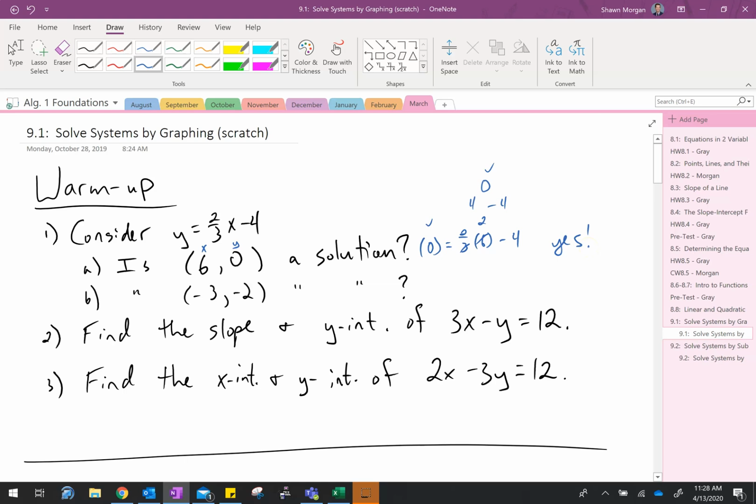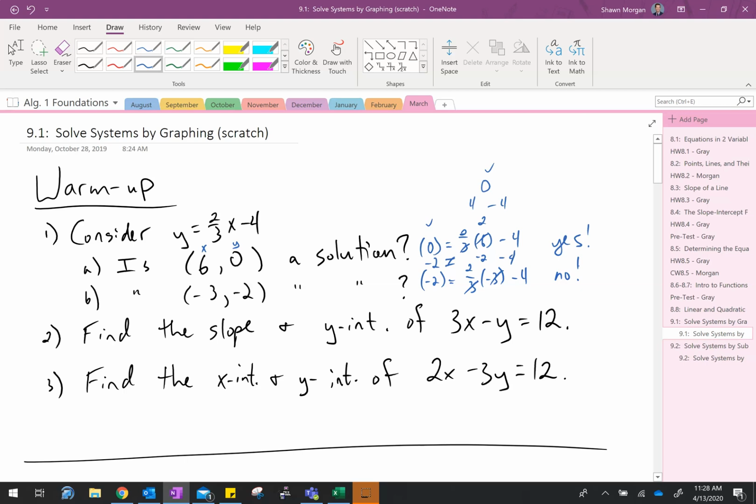And then similarly for part B, we would plug in -2 for y. Instead of 6, we're going to plug in -3 for x and see if this is a true statement. 3 cancels out there. We got 2 times -1 is -2. So does -2 minus 4 equal -2? We would say no, it does not. It equals -6. So this point is not a solution to the equation.